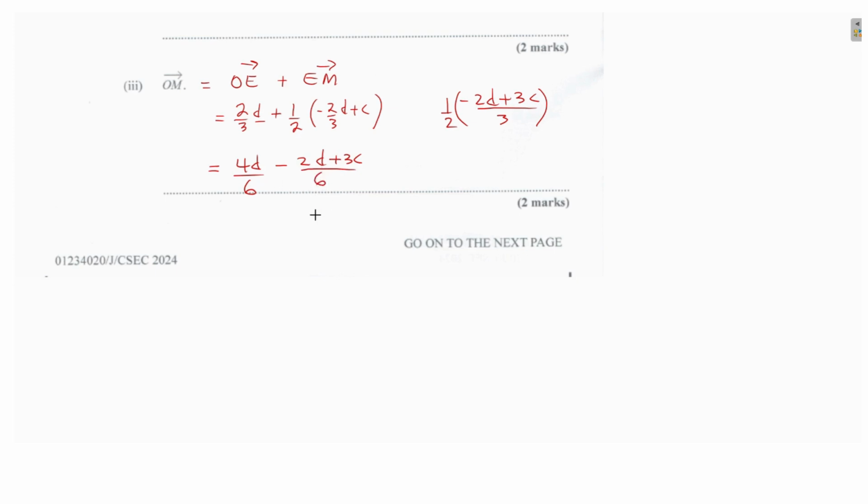Now the denominators are the same, so we can simplify the numerator. So what we have then is 1/6, then 2D from 4D, that's going to give us 2D plus 3C. So OM is 1/6 (2D plus 3C).